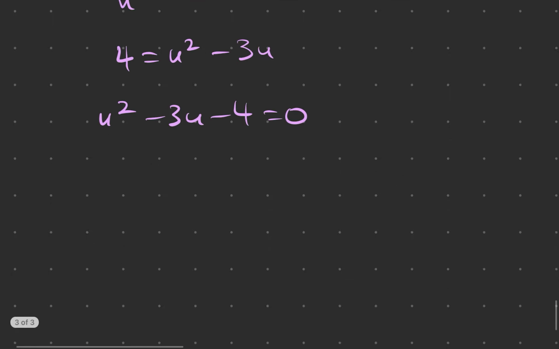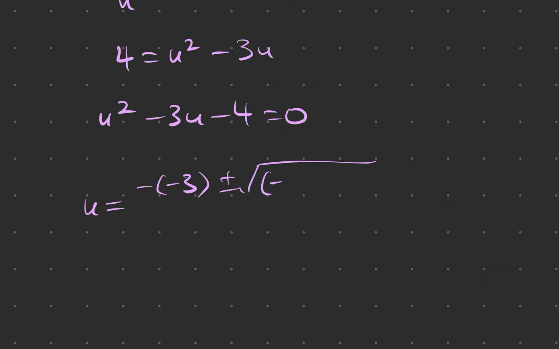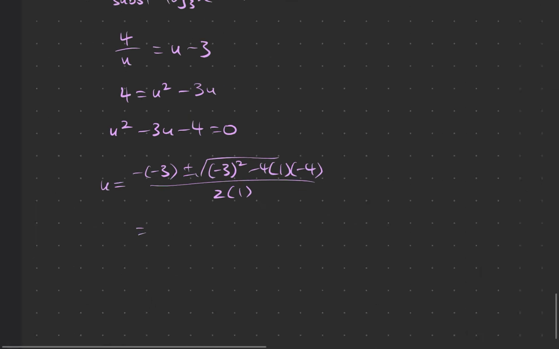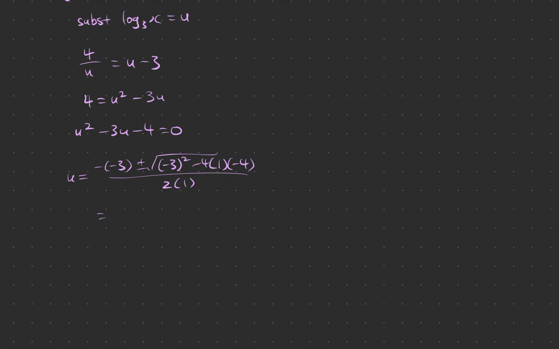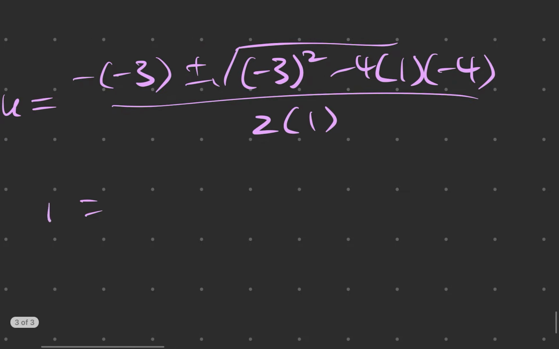And now I can use the quadratic formula to help me out. So u will equal negative 3... yeah, I don't even know what I'm saying anymore. So I'm just going to work this out. I'm going to use my calculator to help me out over here, so hold on a while. So u can equal 4, or u can equal negative 1.